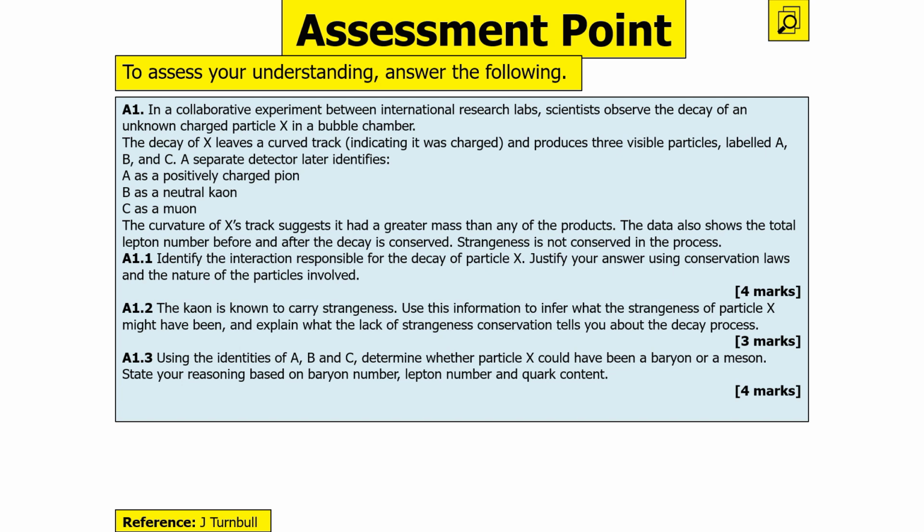The kaon is known to carry strangeness. Use this information to infer what the strangeness of particle X might have been and explain what the lack of strangeness conservation tells you about the decay process. Then, using the identities of A, B and C, determine whether particle X could have been a baryon or a meson. State your reasoning based on baryon number, lepton number and quark content. So pause the video now, then unpause the video when you want to go through your answer.